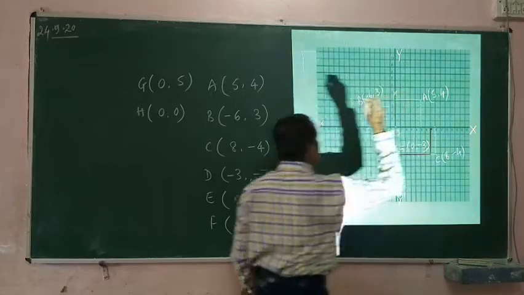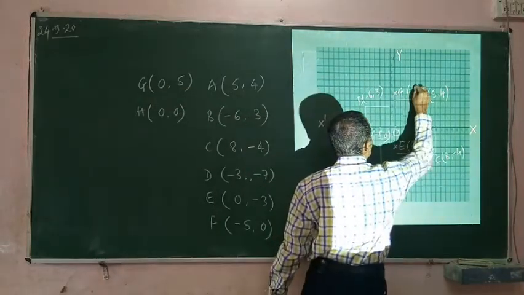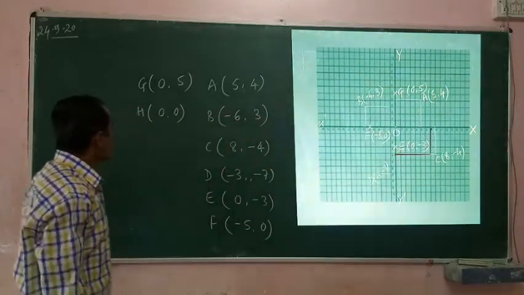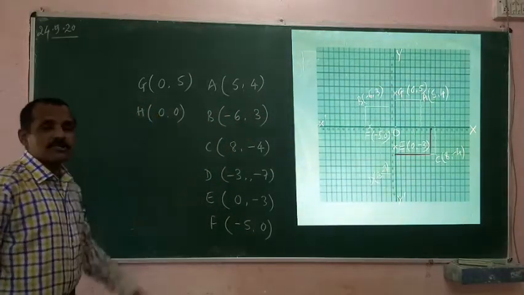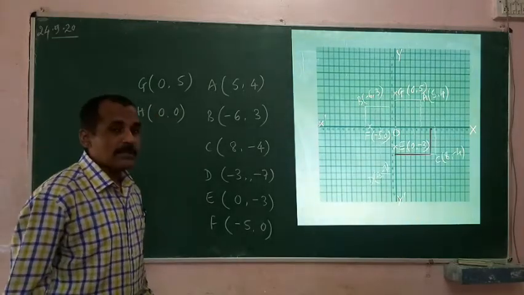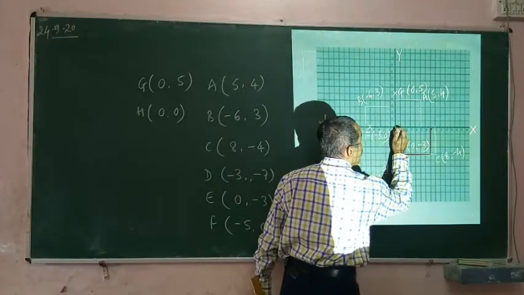This point is G, 0, 5. Last point H, 0, 0. That means I am standing here on the x-axis, and on the y-axis also.